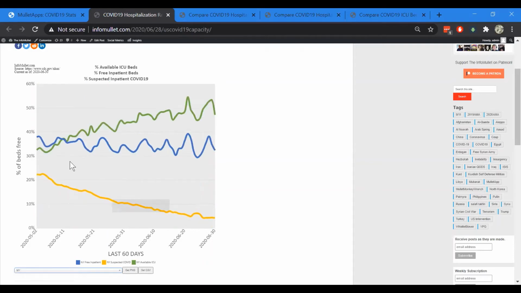Let's bring up New York. New York's the opposite. You see New York here. Remember, they had their super cluster in late March and April. They actually are increasing capacity in their ICU beds as their COVID patients go down. So unfortunately, the data from the CDC doesn't go back into the height of the super cluster in late March and April, but you can kind of get a feel of what it looks like. New York is coming out of that super cluster.